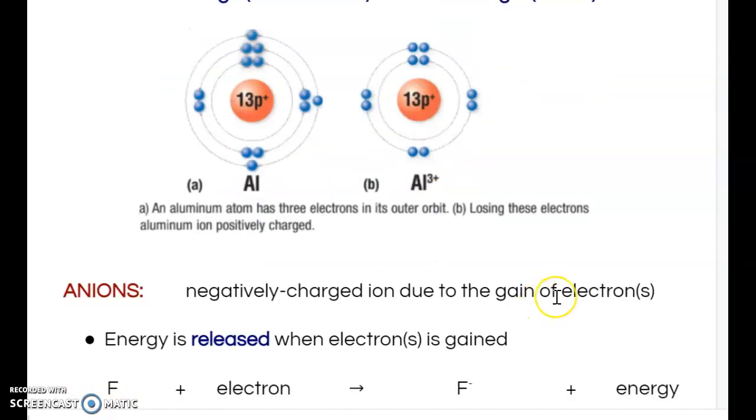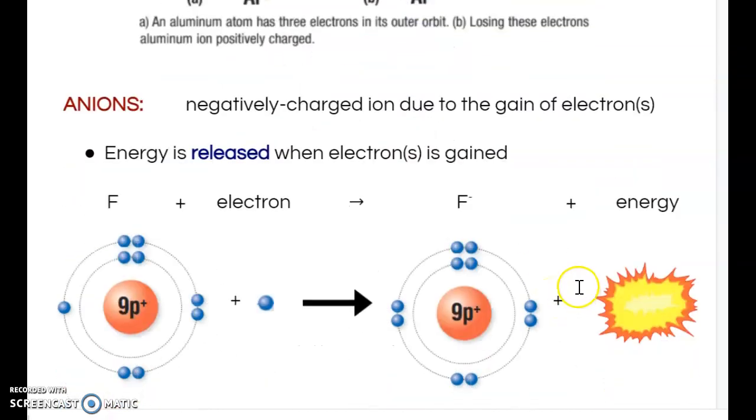We're going to move on to anions now. Similar to cations, anions actually form negatively charged ions due to the gain of electrons.